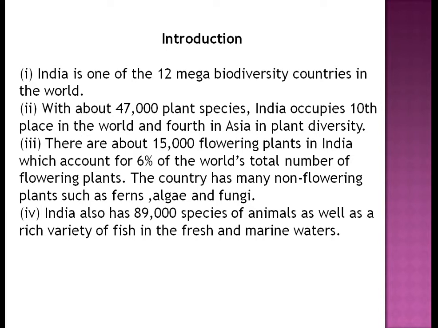the introduction part. In the introduction part we are seeing India is one of the 12 mega biodiversity countries in the world, with about 47,000 plant species. India occupies 10th place in the world and 4th place in Asia in plant diversity. Point number 3 is speaking there are about 15,000 flowering plants in India, which accounts for 6% of the world's total number of flowering plants. The country has many non-flowering plants such as algae and fungi.